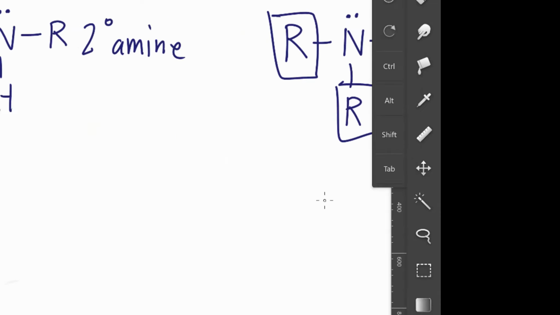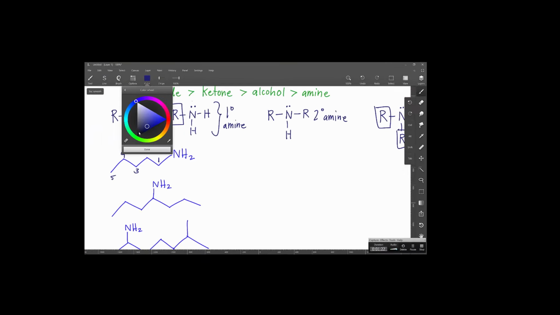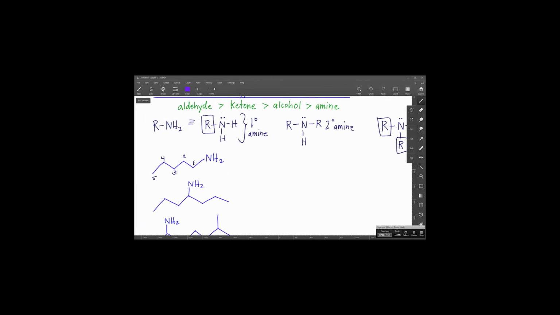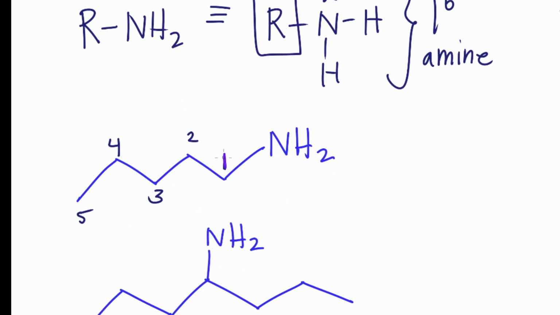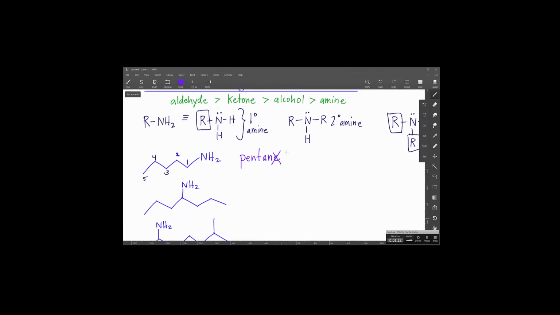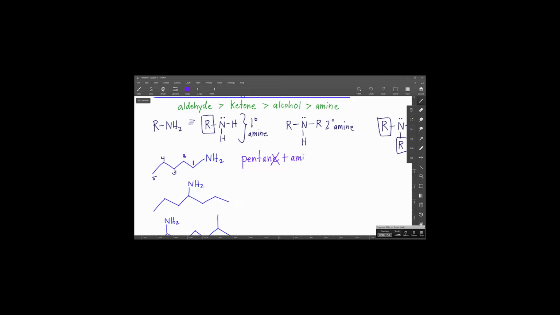So when we start naming these amines, we want to have our nitrogen have priority. So for this structure, this would be carbon 1, carbon 2, 3, 4, and 5. So a saturated hydrocarbon would be pentane. Okay. We cross out the E and we want to add amine.